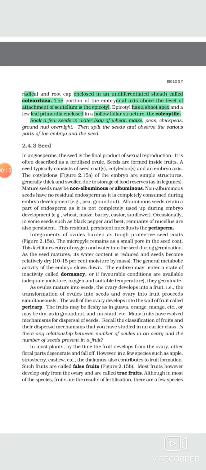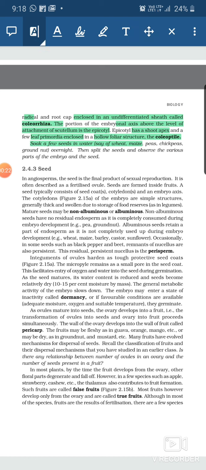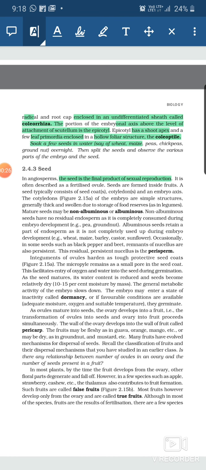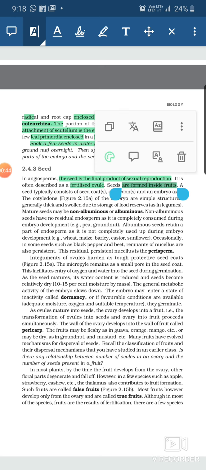In angiosperms, the seed is the final product of sexual reproduction. So in sexual reproduction, the final product is the seed. It is often described as a fertilized ovule. We also use this term, fertilized ovule, to indicate a seed. So a fertilized ovule is known as a seed. The seed is formed inside the fruit.